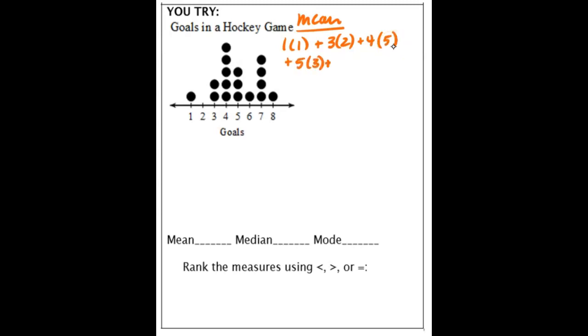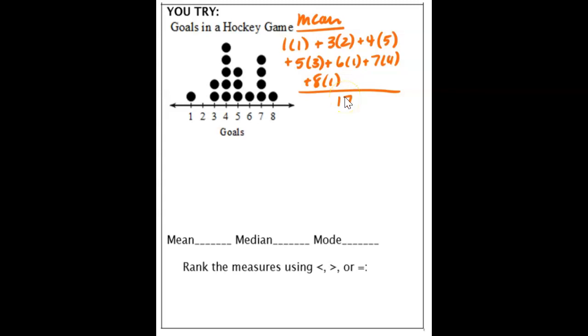Above 5, there are 3 dots. 6 only has 1 dot. 7 has 4 dots, and then 8 has 1 dot. Okay, so that would be the sum of all of our data, and then we have to divide by how many dots there are. So if you counted up all these dots, there are 17 of them. So that's how many pieces of data we have.